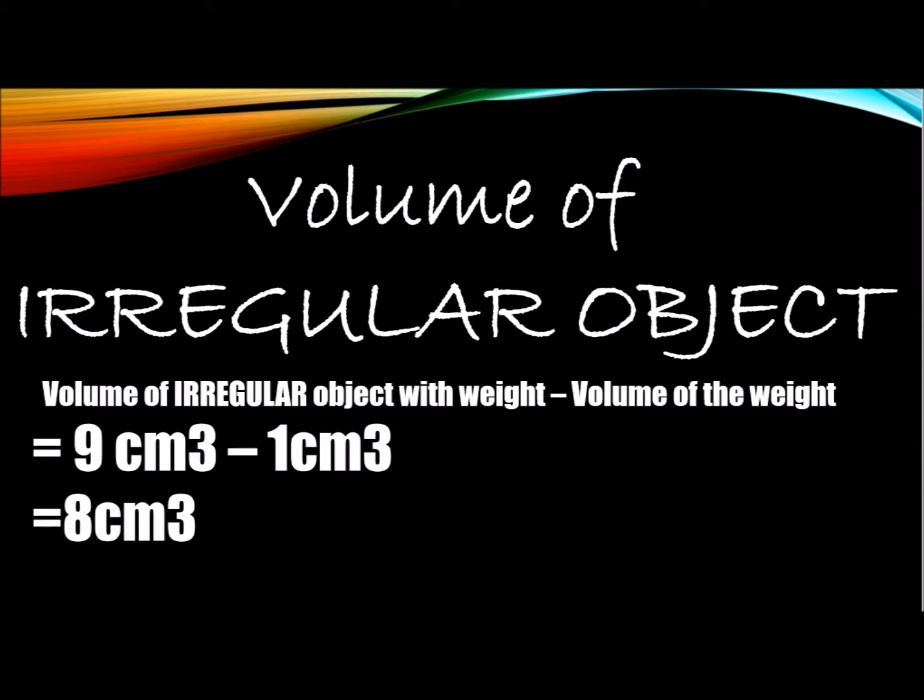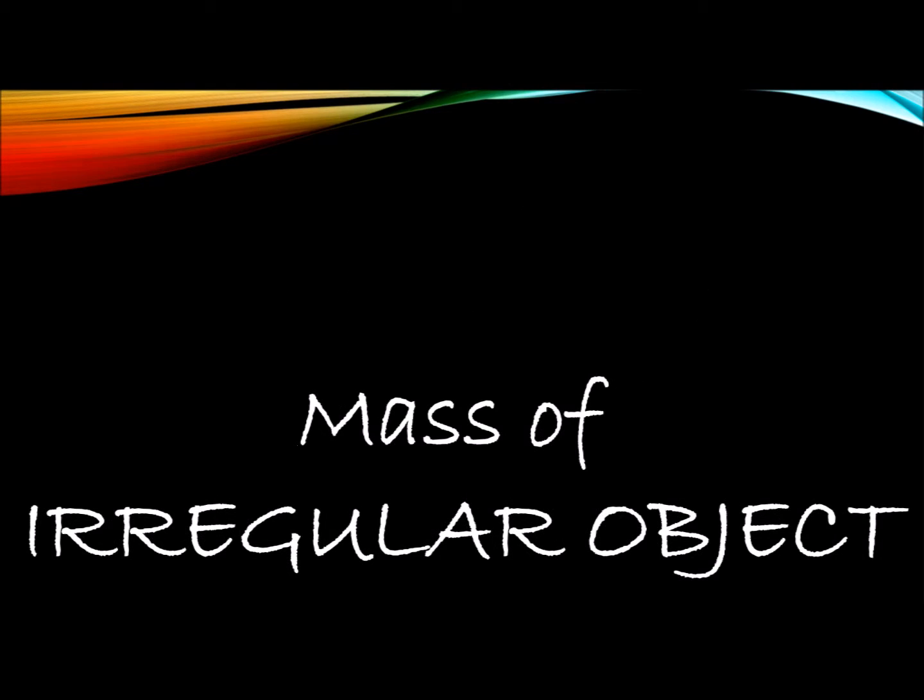The volume of the irregular object can be found by subtracting the volume of the weight from the volume of the irregular object with the weight, which equals 9 cubic centimeters, subtracting 1 cubic centimeter, which equals 8 cubic centimeters. Next, let us find the mass of the irregular object.